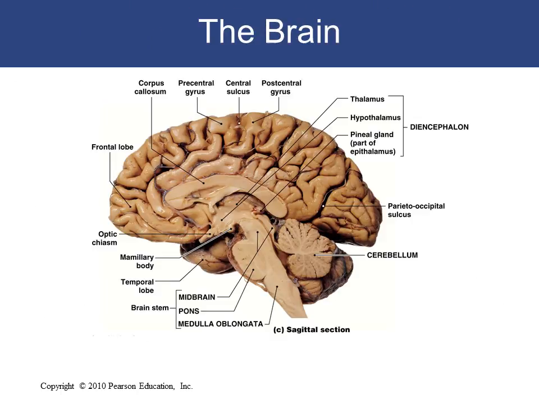So this picture is also showing us the brain, and this is where the medulla oblongata is located. It continues superiorly from the pons and is continuous with the spinal cord.